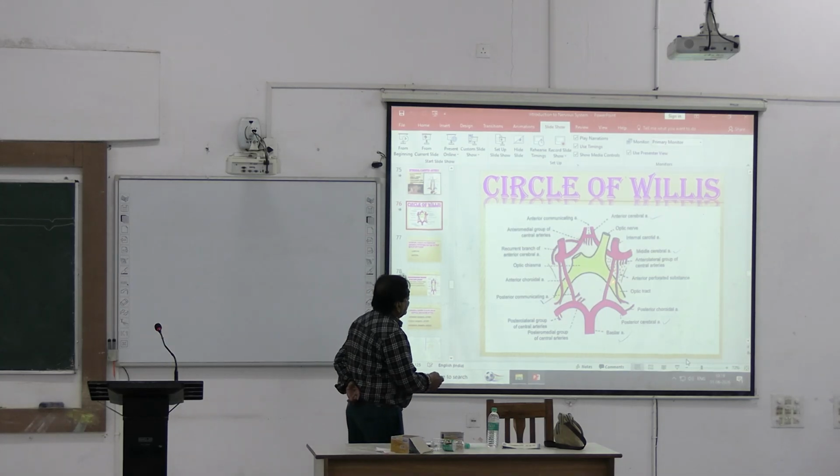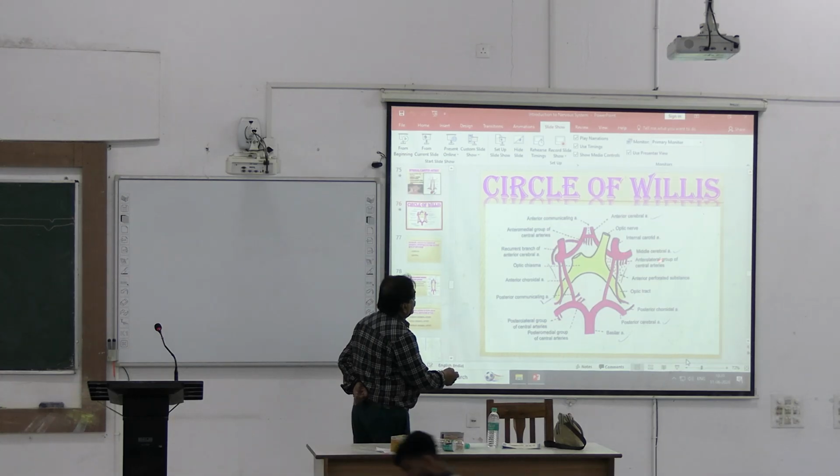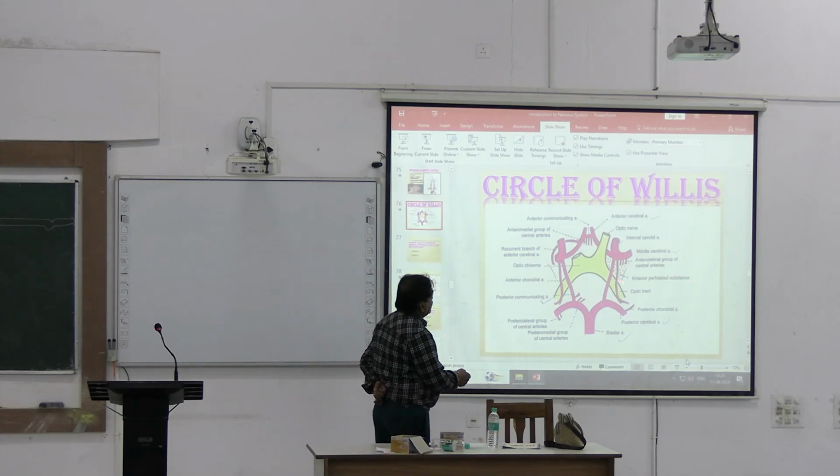Now, anteriorly it goes crossing the optic chiasma and posterior communicating, and gives the anteromedial group of central arteries. The recurrent branch, anterior cerebral artery; this is the optic chiasma in yellow. Now, the middle cerebral artery, anterolateral group of central arteries, anterior perforated substance, optic tract; this is the optic tract.